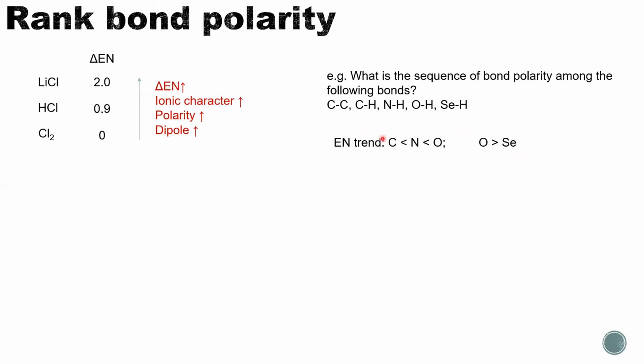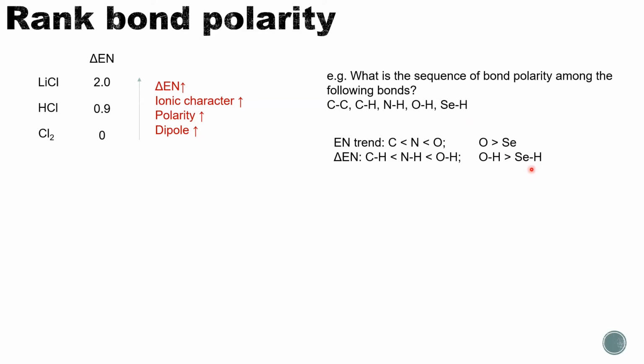Because of this trend, if we don't look at the first carbon-carbon bond, which is a nonpolar bond, so its polarity is 0, the smallest. For the rest, carbon, nitrogen, and oxygen are all bonded to the same hydrogen. So we can compare the electronegativity difference with hydrogen: the CH bond is smaller than the NH bond, which is smaller than the OH bond. And the OH bond is larger than the SeH bond.